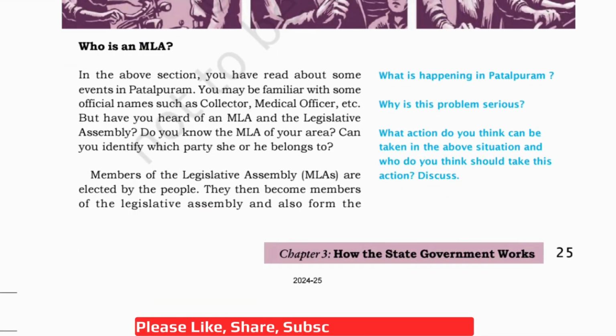In the above section, you have read about some events in Patalpuram. Patalpuram is a place about which we will study. You may be familiar with some official names such as collector, medical officer, etc. But have you heard of an MLA and the Legislative Assembly? Do you know the MLA of your area? Can you identify which party he or she belongs to?